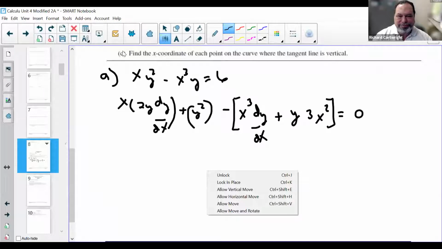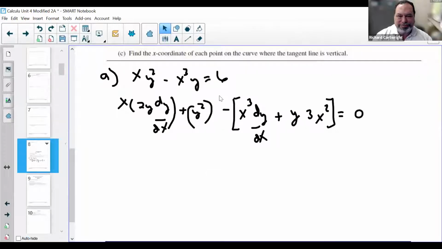I'll just repeat what I did here. I did the first, which is x times 2y dy/dx, plus the second, which was y squared times the 1 dx/dx. Then I went minus, and I put a bracket to separate. Oh, my pen quit writing because I hit the star. I want pen. Okay. The first was x cubed dy/dx, the second is plus y times 3x squared dx/dx, equals 0. Does it look okay?